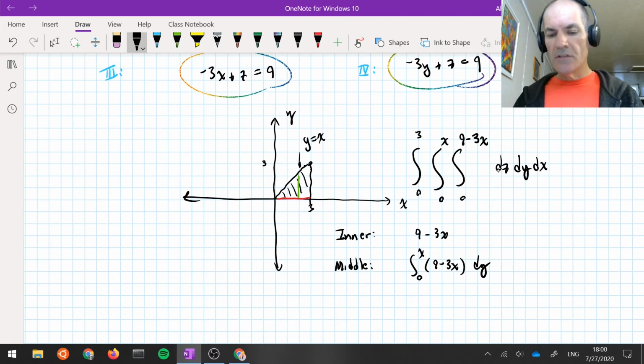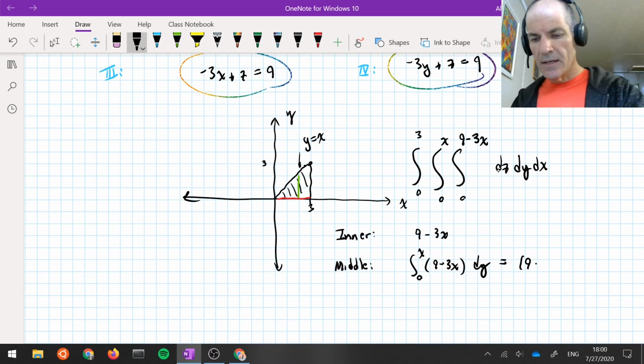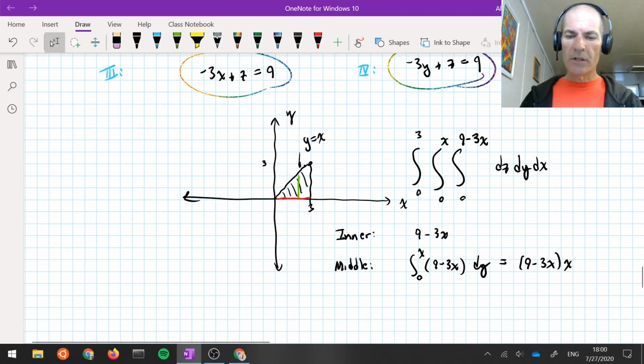Another relatively easy integral because the integrand has no y's in it. So it's a constant with respect to y. We integrate and we end up with 9 minus 3x times x. That's what we get when we plug in y equals x and y equals 0 and subtract.